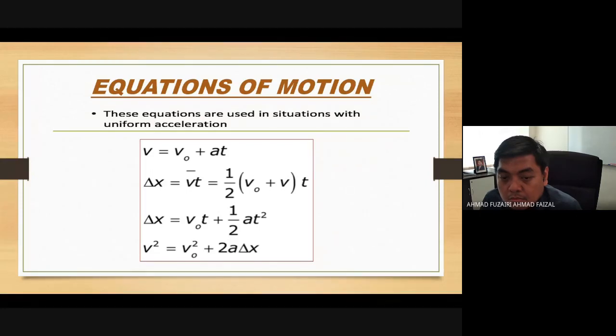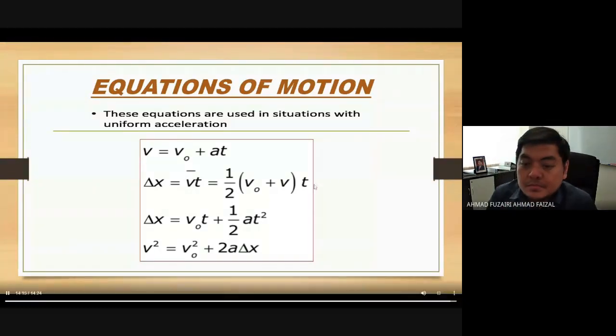V stands for final velocity. V naught stands for initial velocity. A is for acceleration. T is for total time taken. Delta x is for displacement. And v bar is for average velocity. To understand and apply these four equations, let's do the exercise from the textbook.